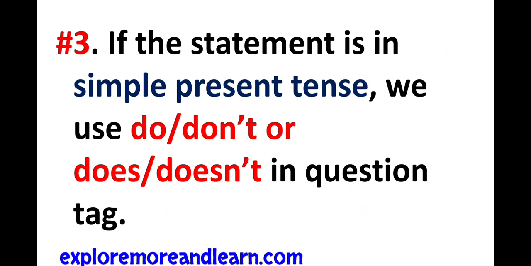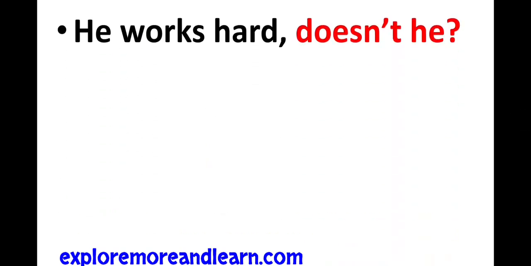Now rule number 3. If the statement is in simple present tense, we use do or don't or does or doesn't in a question tag. So it depends on the statement whether it is positive or negative. So the form of a question tag will be changed. Alright? But remember, if the statement is in simple present tense, we use do or do not or does or doesn't.